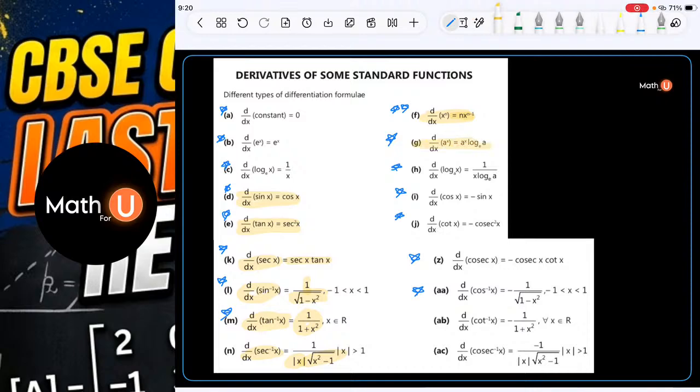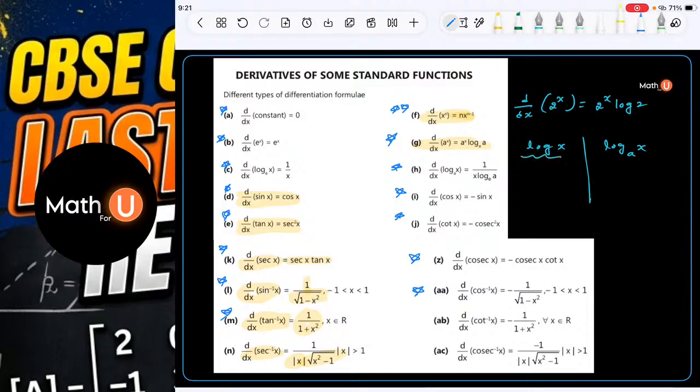And differentiation of a raised to power x equals a raised to power x into log base e of a. For example, differentiation of 2 raised to power x is 2 raised to power x into log 2. You should know the difference between log x and log base a of x.